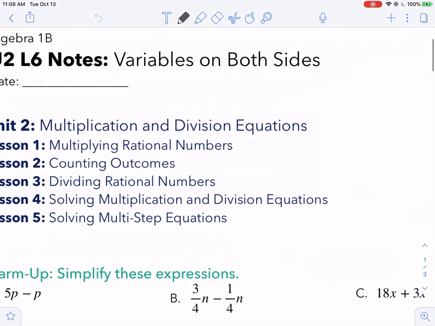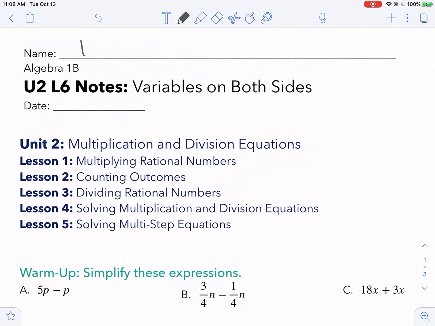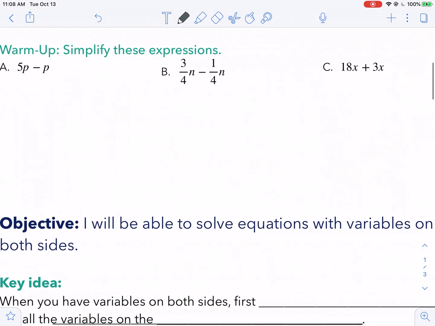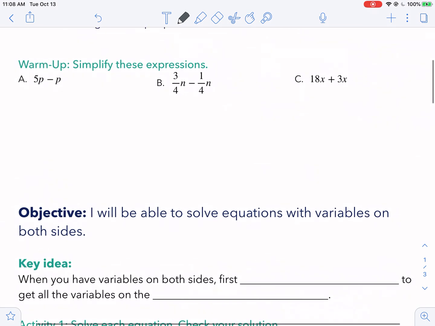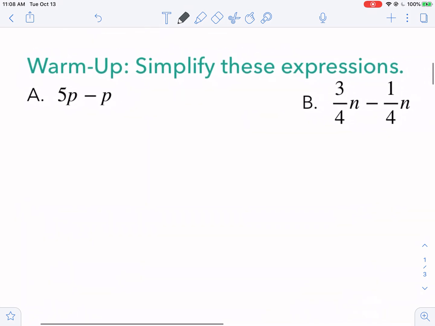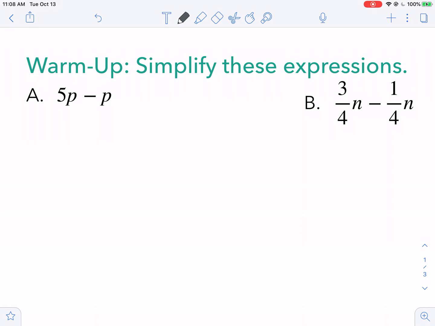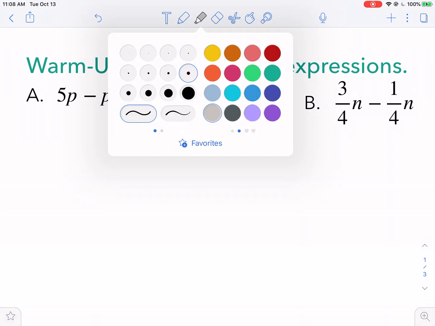Hello and welcome to your Unit 2, Lesson 6 Notes, solving equations with variables on both sides. Before we begin, let's do a little warm-up. So we're going to simplify these expressions by doing the distributive property backwards.